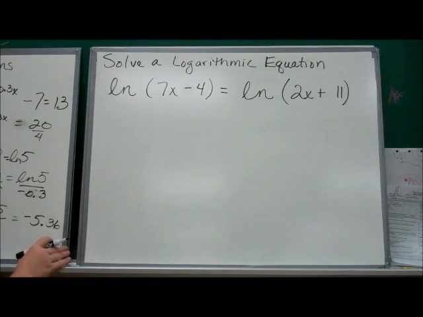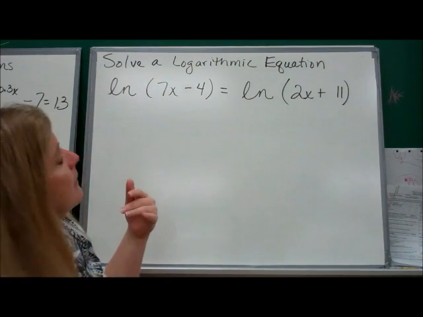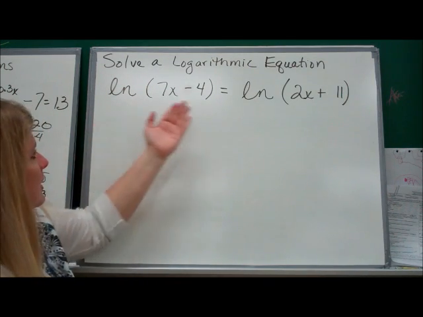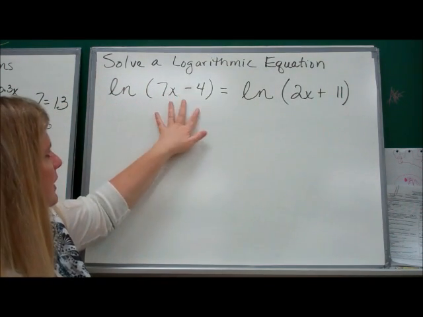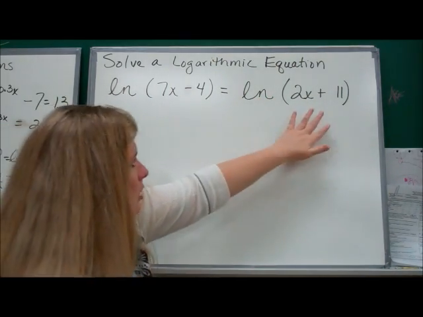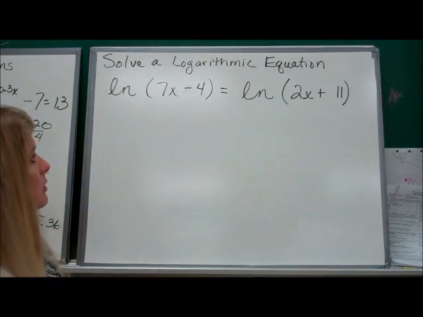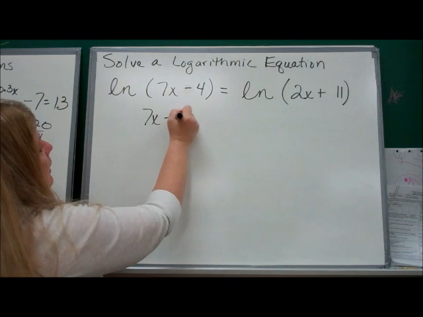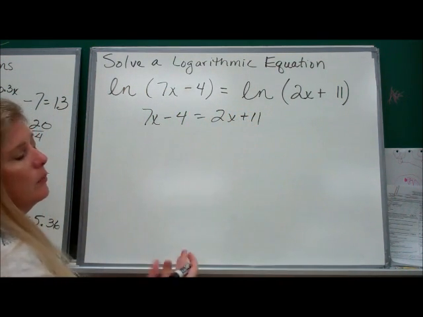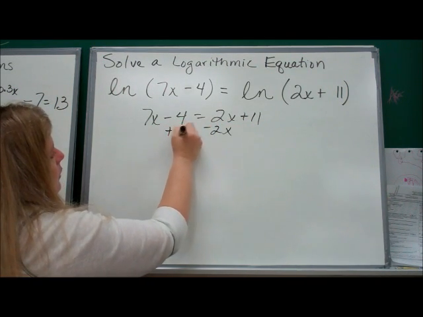Alright, logarithmic equations. Logarithms, like exponentials, sometimes you can, as long as your log and the base is the same, you can just set those arguments equal to each other. So I've got the natural log of this equals the natural log of that. So this better equal that. So that's what we do. 7x minus 4 equals 2x plus 11. And we solve. Subtract the 2x, add the 4.